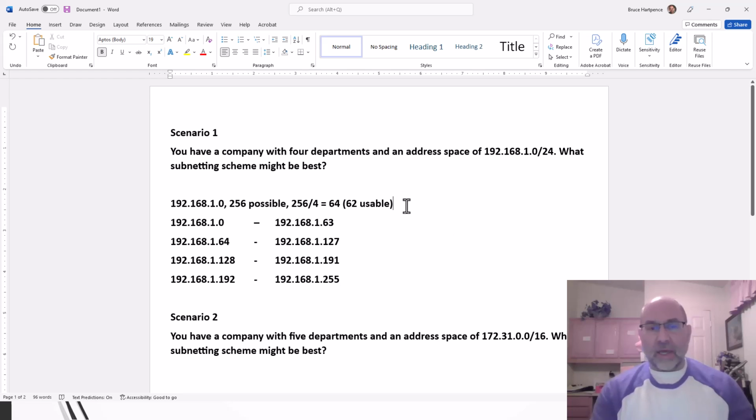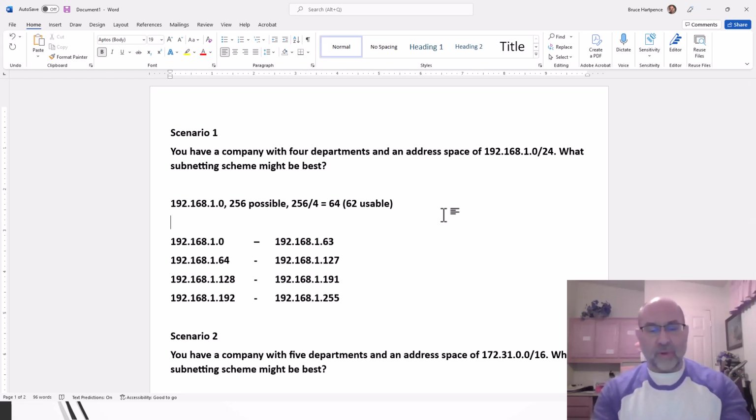Now, if I wanted to be a little more clear about what we were doing, let's remember that the classful mask would be 255.255.255.0. But to create 4 subnets, we need to steal bits from the host portion. How many bits would we need to steal so that we would learn our new mask? We would have to steal 2 bits, which would give us a new mask of 255.255.255.192.